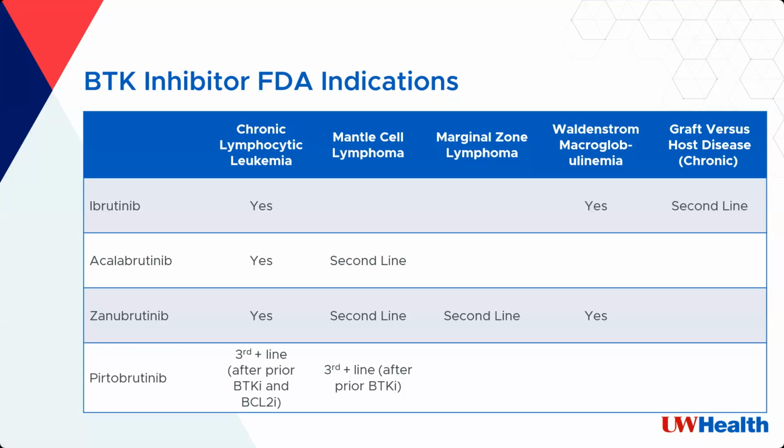Acalabrutinib is indicated in CLL and second-line mantle cell lymphoma, zanubrutinib in frontline CLL, second-line mantle cell and marginal zone lymphoma, and then in Waldenstrom's. And then pirtobrutinib, lastly, is approved in the third-line setting for both CLL and mantle cell lymphoma.